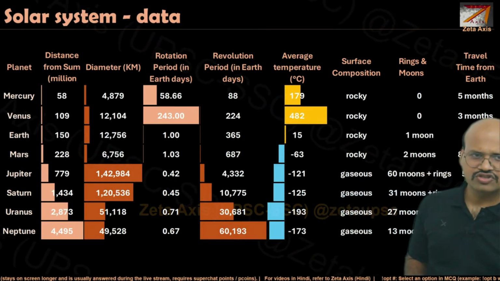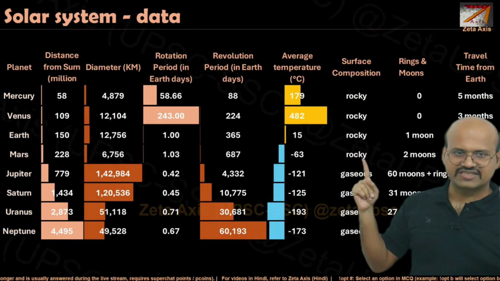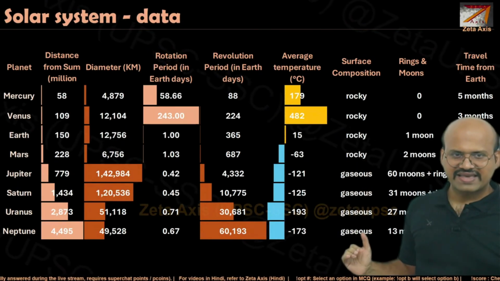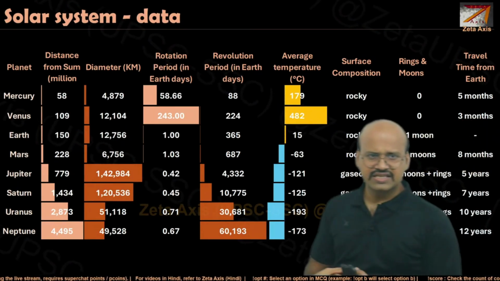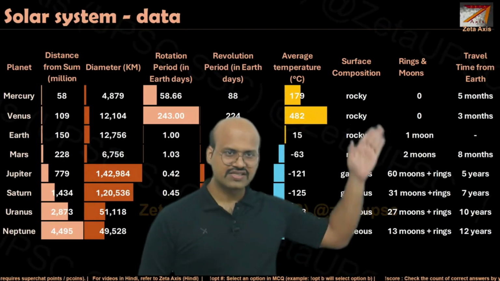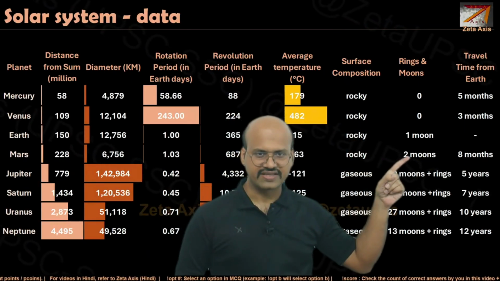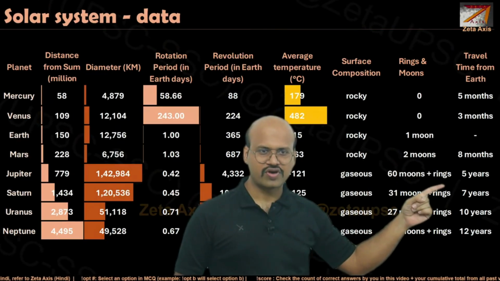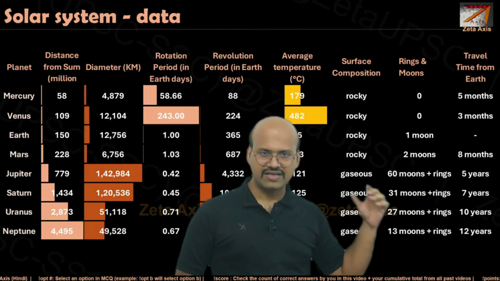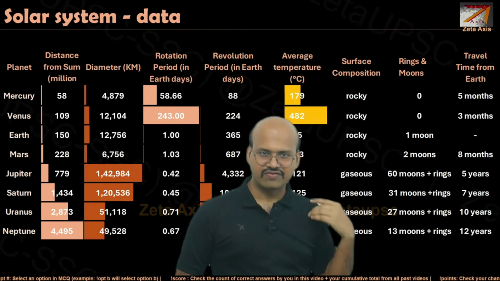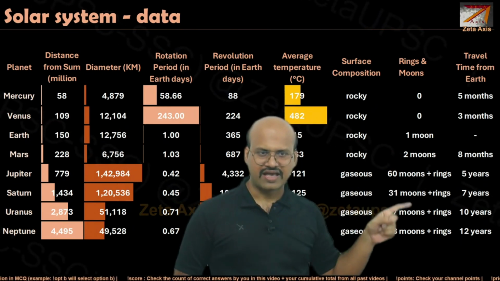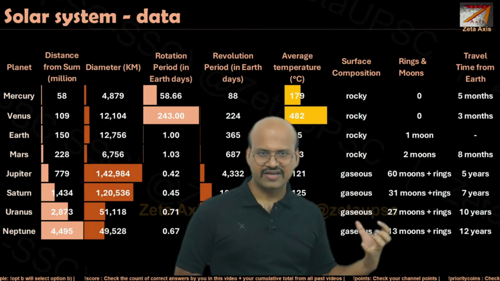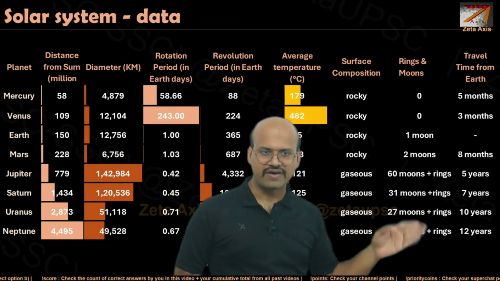If you see the surface composition, the first 4 planets are rocky and the next are gaseous. And if you see the rings and moons, we can see that the first 4 planets do not have rings. But the later planets do, even Jupiter is supposed to have rings. The Saturn rings are very prominent, which we can see from a telescope from Earth. Others have much less significant rings compared to Saturn, but they do have rings.